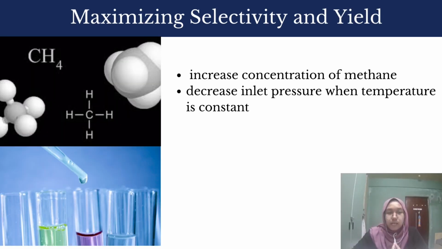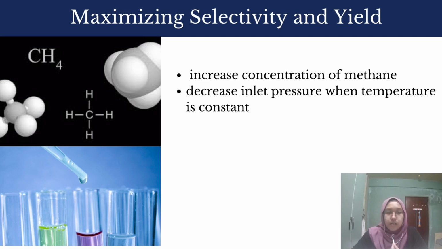Next part is the way to maximize the selectivity and yield of hydrogen and minimize the side reaction. The first method is to increase the concentration of methane. As methane is the limiting reactant, the entire process depends on the concentration of methane in the system. So by this method, it can increase the yield for both reactions, SMR and WGS.